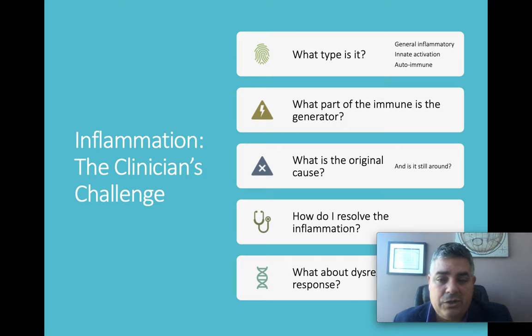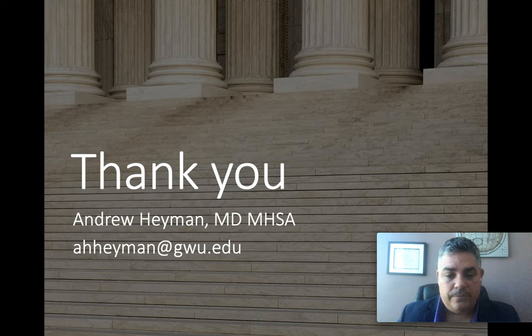I also like to consider, what is the original cause? We don't normally think about that in conventional medicine, especially with autoimmune diseases. But I do, especially with innate immune dysfunction. I think about, well, is the cause still around? And then what can I do to help resolve that inflammation? And what about a dysregulated genomic response? Can I do anything about that too? And the answer is yes. I'll show you what we do to help turn off inflammation at the genomic level. I know that sounds like Star Trek, but it is true.